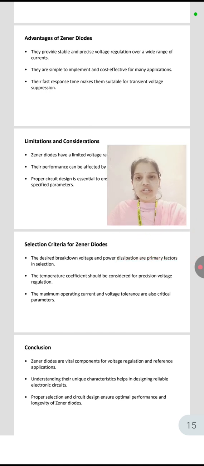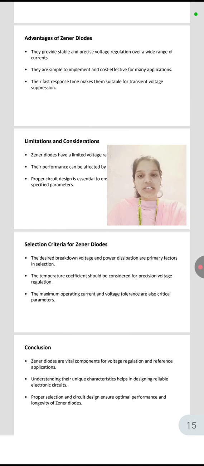Selection criteria for Zener diodes. The desired breakdown voltage and power dissipation are primary factors in selection. The temperature coefficient should be considered for precise voltage regulation. The maximum operating current and voltage tolerance are also critical parameters.